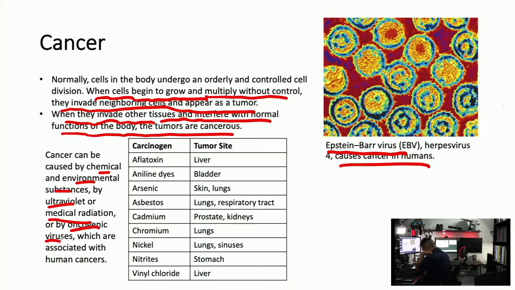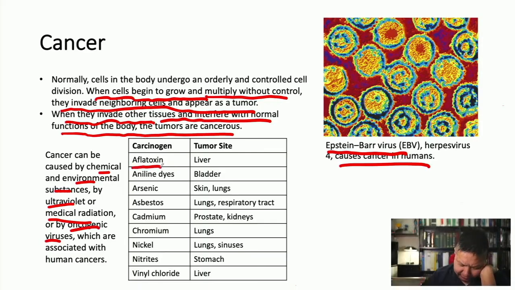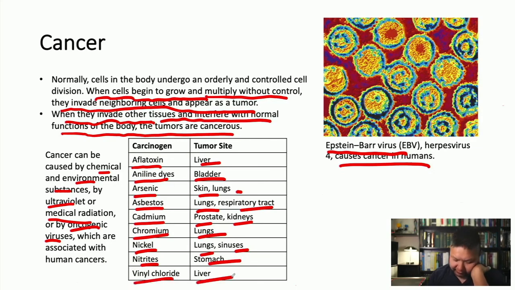These are some carcinogens. Aflatoxin, the liver; aniline dyes, the bladder; arsenic, skin and lungs; asbestos, lungs and respiratory tract; cadmium, prostate and kidney; chromium, lungs; nickel, lungs and sinuses; nitrites, stomach, which is interesting because nitrites are in a lot of things; and vinyl chloride, the liver.